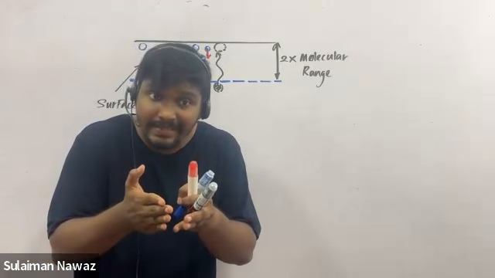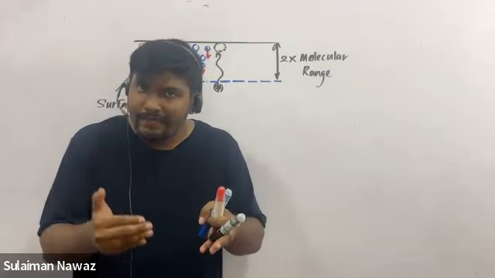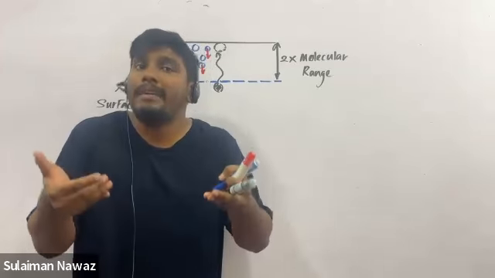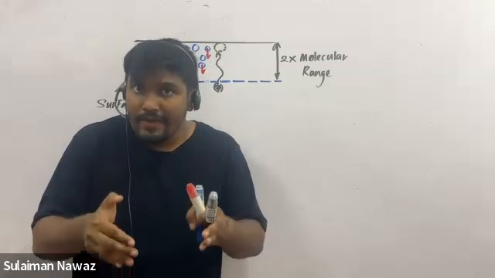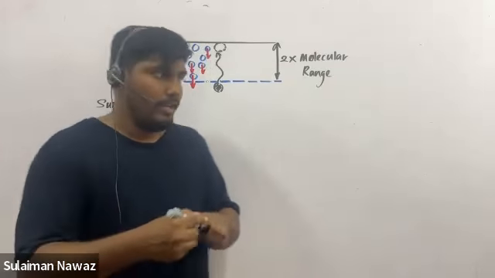So basically, in upcoming questions you will understand what we do. We increase the surface area of a liquid. How do we increase the surface area of a liquid? When you increase the surface area of a liquid, what would happen to the number of liquid molecules on the surface? Increasing, right?